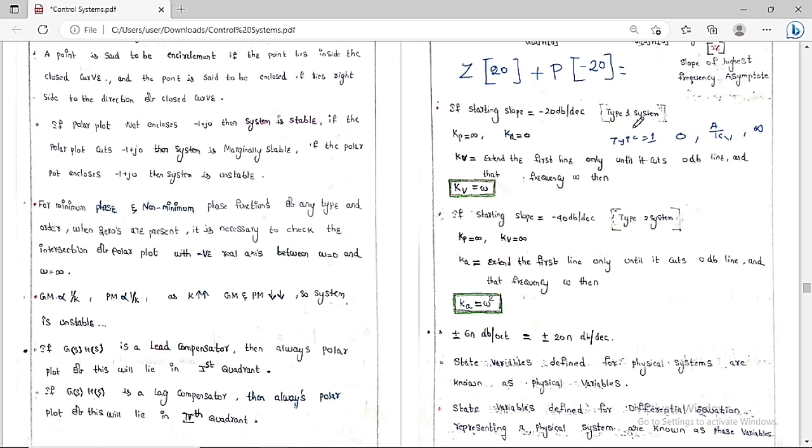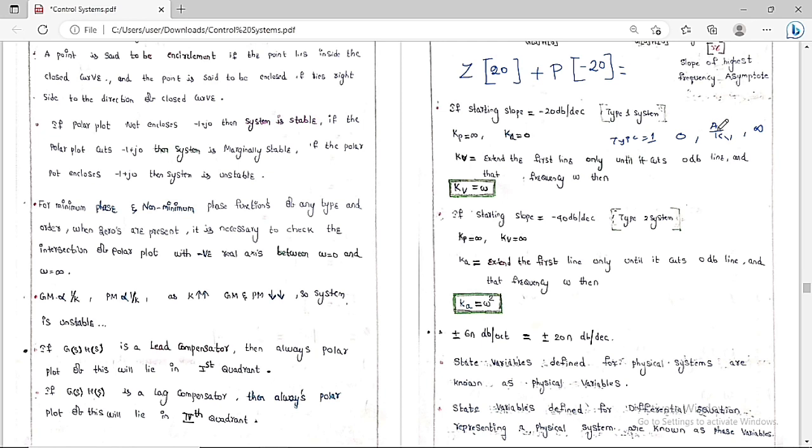Now, as I have already told you, for a type 1 system, the steady state error for the step input is 0, the steady state error for the ramp input is A by Kv, and the steady state error for the parabolic input is infinity. So from this we can say that Kp is infinity, then only A by 1 plus Kp is A by infinity, which is equal to 0. Similarly, A by Ka is equal to infinity means Ka is equal to 0.